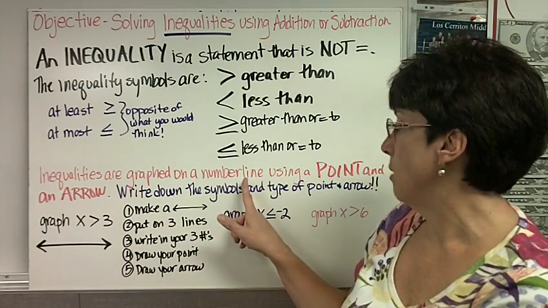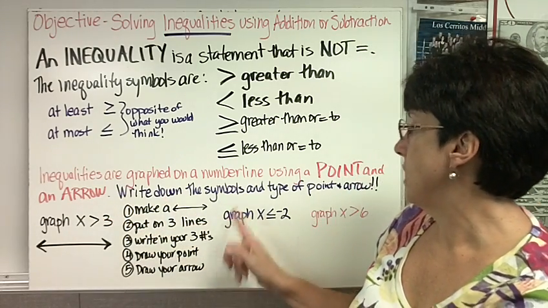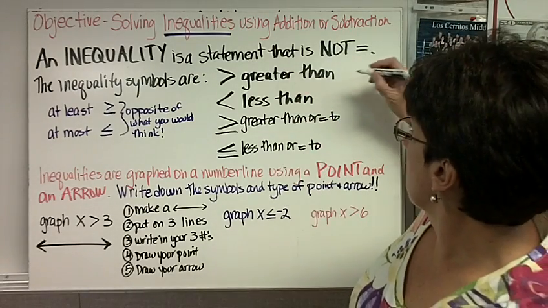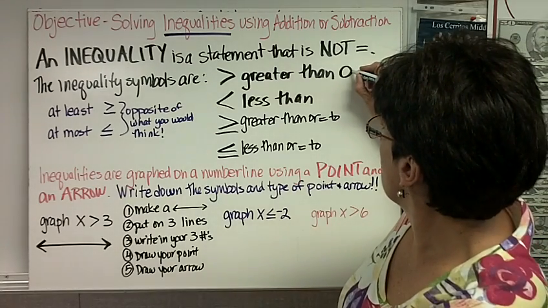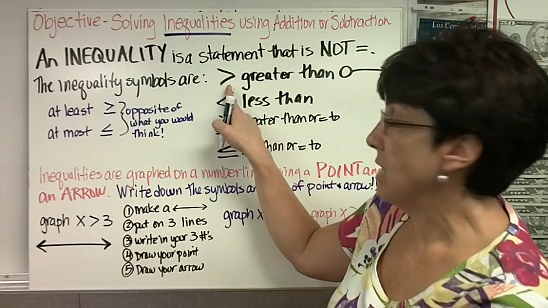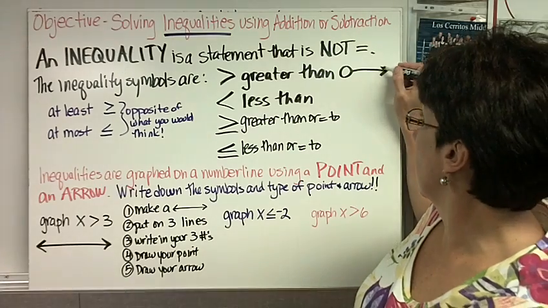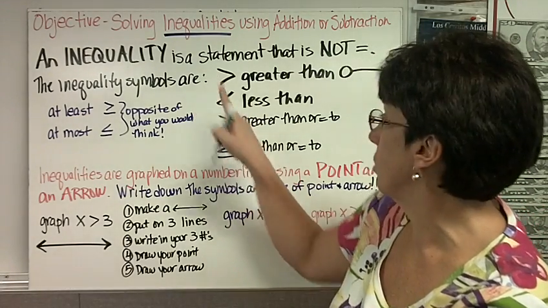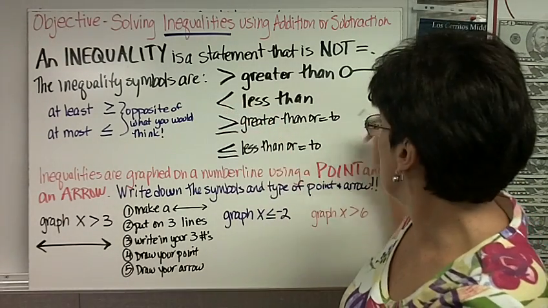Inequalities are graphed on a number line using a point and an arrow. So I want you to write down the symbols and the type of point and arrow as I write them. So greater than is going to have an open circle. And if it's greater than, it's an open circle, and then the line goes to the right. And one thing you can do is see what this looks like, an arrow pointing to the right. It looks a lot like this pointing to the right. So you can use your symbol to tell you which way to draw your line. Less than is also an open circle, but this arrow goes to the left.